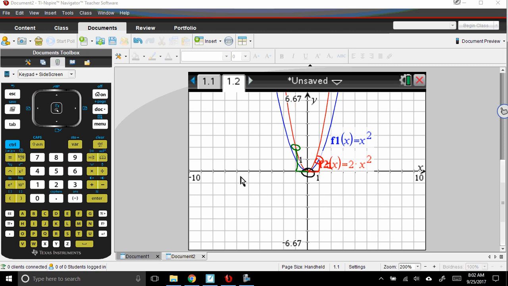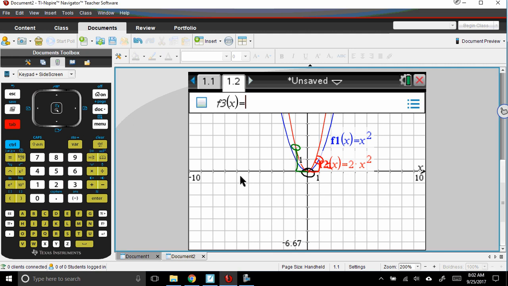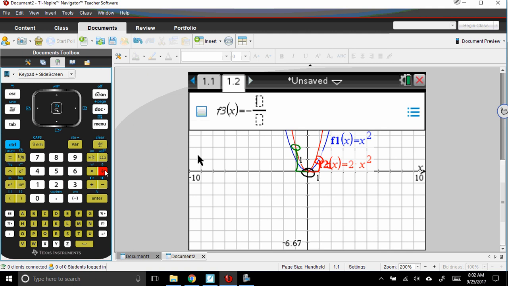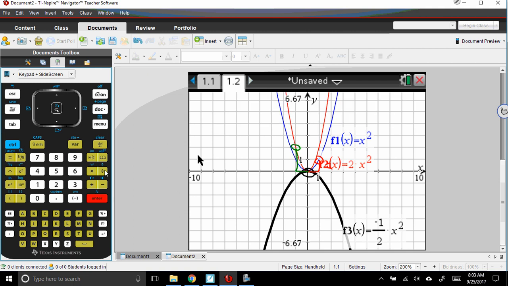Let's see what happens if my A value is something like negative 1/2. Negative 1/2 x squared. Now, this time, when I go over 1, how far down should I have gone? 1/2. And if we look at the graph, I did. So far, does this make sense? Cool.